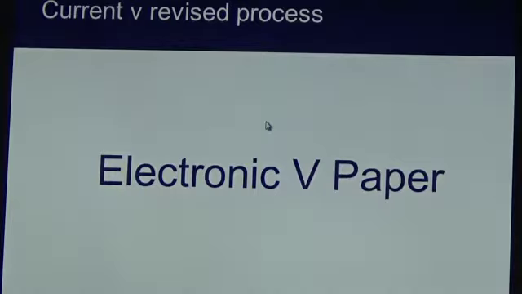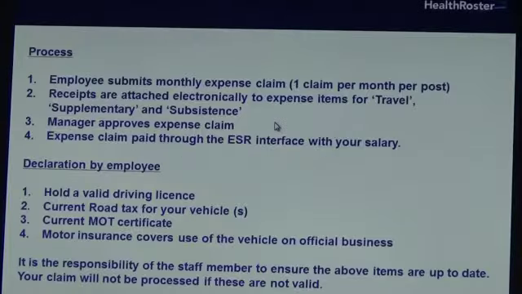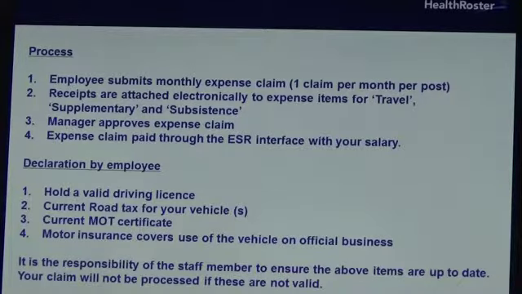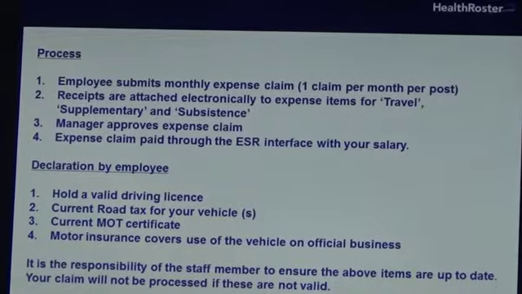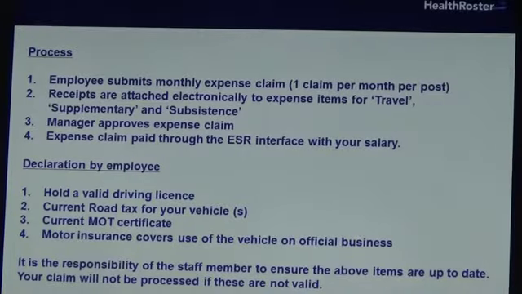Okay. Right, the current versus the revised process. We're moving from a paper process to electronic. The employee will submit one monthly expense claim. If you have a substantive post and a bank post, you will be submitting two claims per month. This is no different to how you would normally claim. Receipts will be attached electronically to your expense claim for the categories travel, supplementary and subsistence. Your manager will approve your expense claim, again electronically.